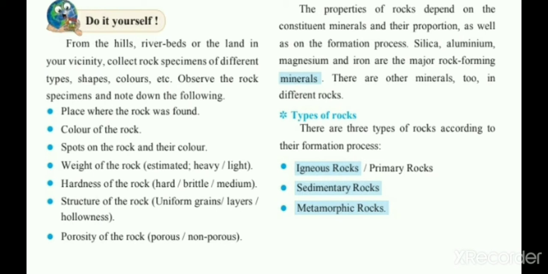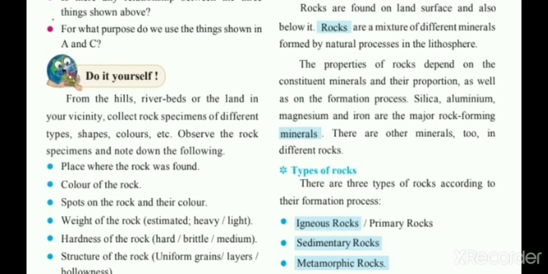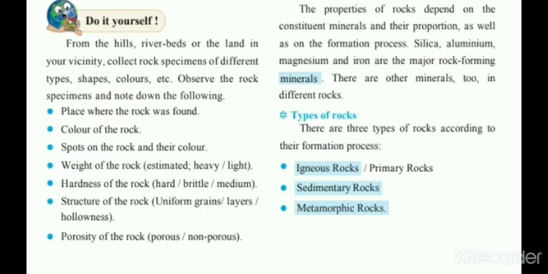So these are all the points you have to note after collecting the rock. You can do it on your own, as it is lockdown time and you are not coming to school, so you have a lot of time. You can do this kind of activity to pass your time, and it will help you to learn this lesson very nicely. So please do this activity.